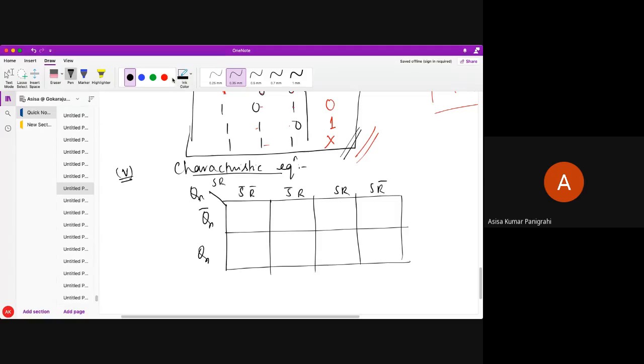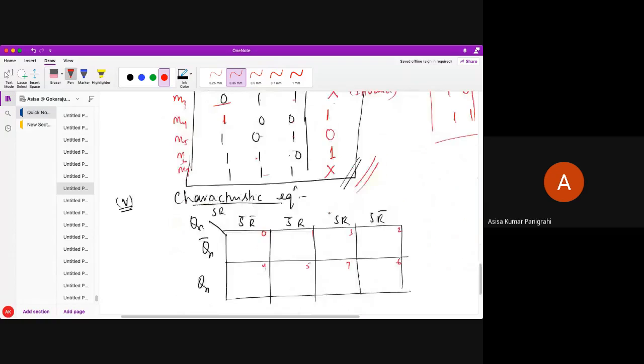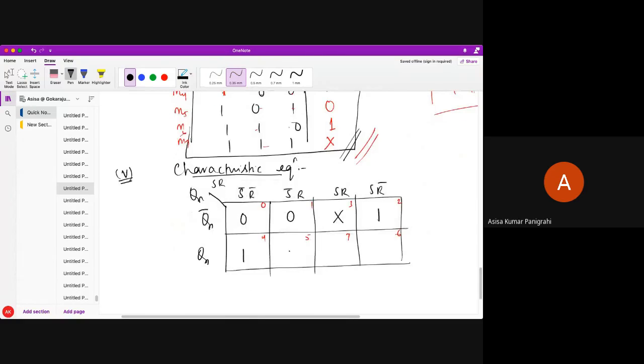As I know, my place values are 0, 1, 2, 3, 4, 5, 6, 7. So here these are my M0, M1, M2, M3, M4, M5, M6, M7. Okay, so you can see 0, 0, 1 don't care. Next 1, 0, 1 don't care.